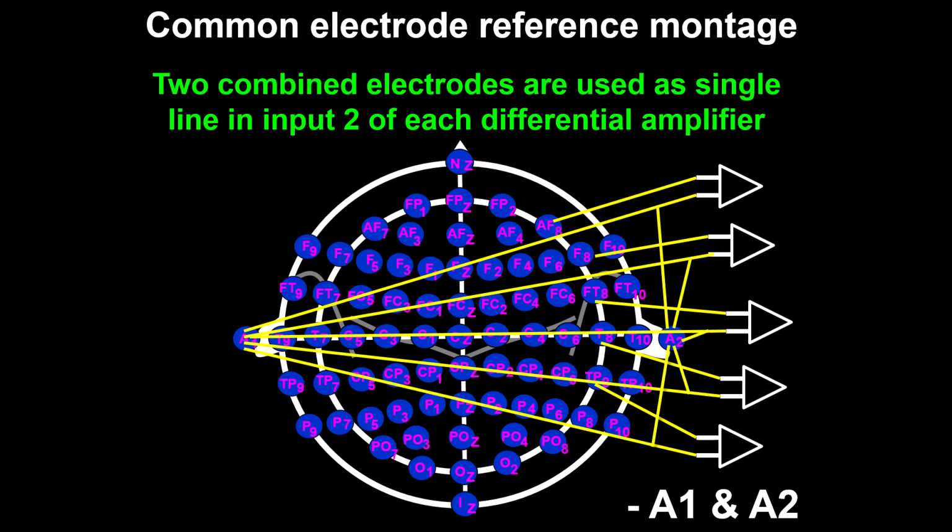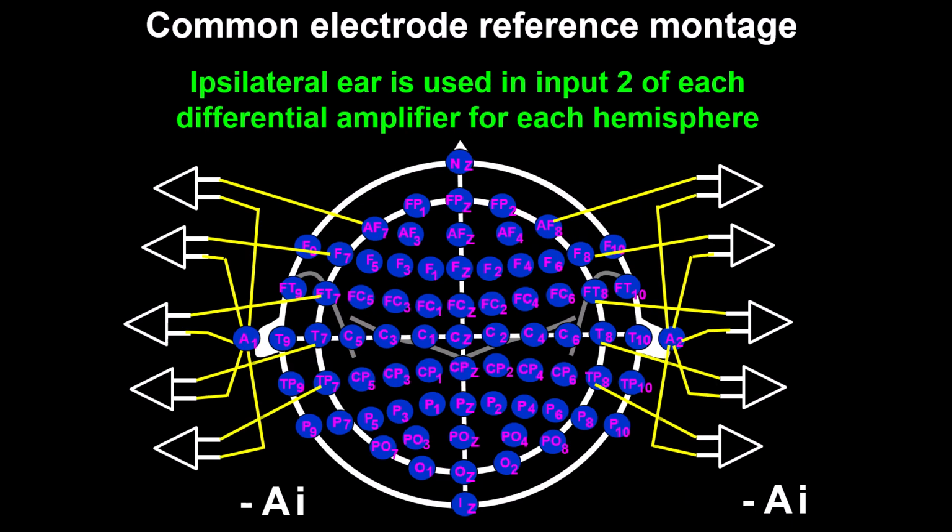At times, common electrode reference montage refers to connecting in the input 2 slot of all its differential amplifiers a combination of two electrodes as a single line. Here I have represented this possibility as bilateral ear connections, that is, as A1 and A2 being put together into one line and connecting it to all input 2 of all the amplifiers. But that is not all.